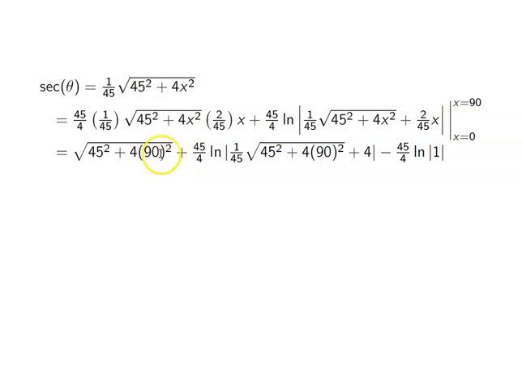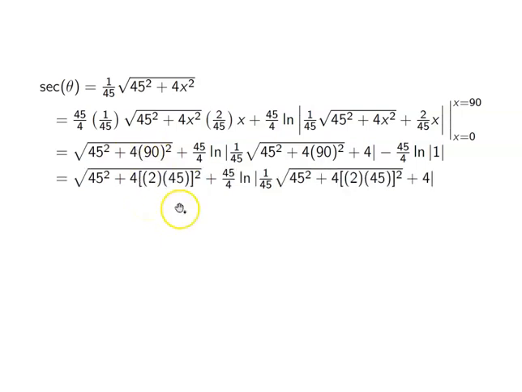Okay, as we saw before, 90 is 45 times 2. Why do I keep doing that? Because there's a bunch of 45s everywhere. So it's easier to look at 90 in terms of its components, 45 and 2. So here I'll have 45 squared, 4, and then this whole term is squared. And then I'm just doing the exact same thing here. We know that natural log of 1 is 0, so this whole subtracted piece goes away. So all I'm working with now is this square root and this natural log.